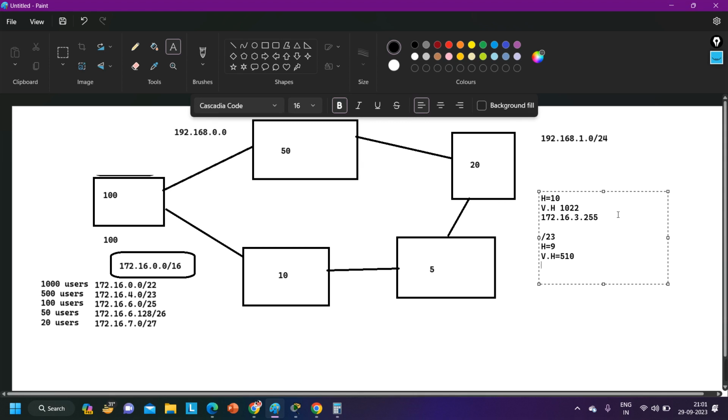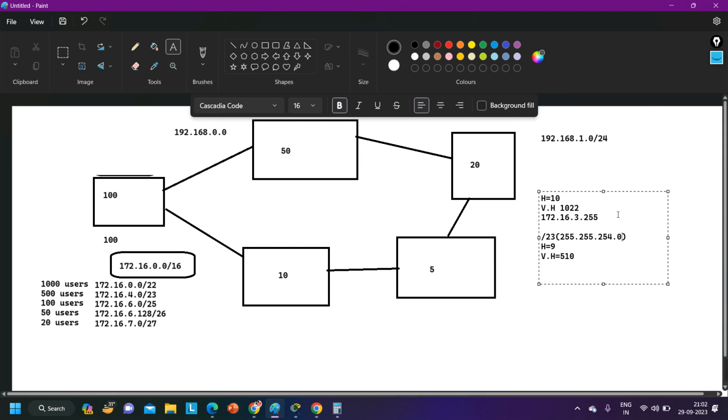Last IP address of this network or block size? Subnet mask? Subnet mask will be 255.255.254.0, right?